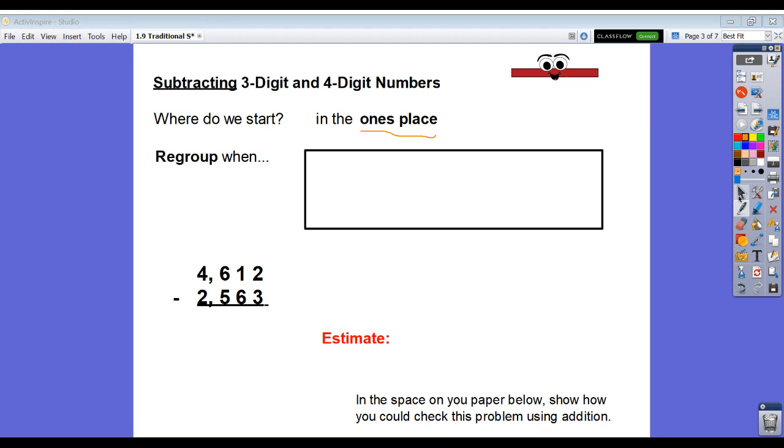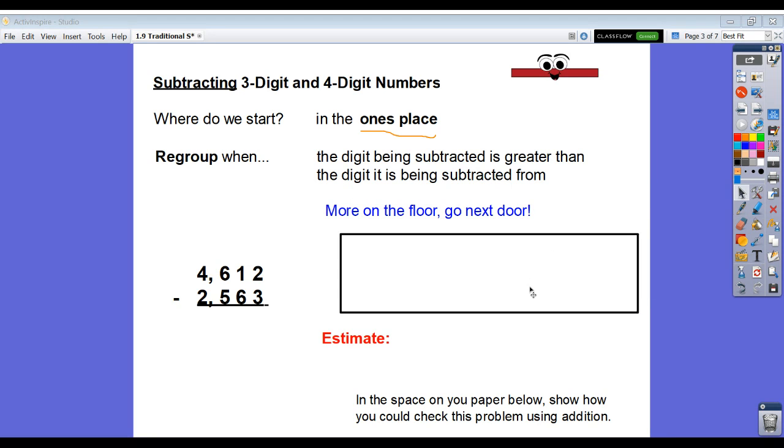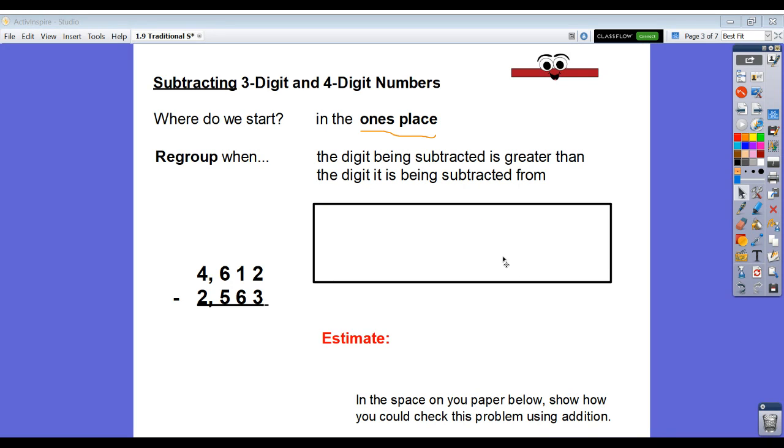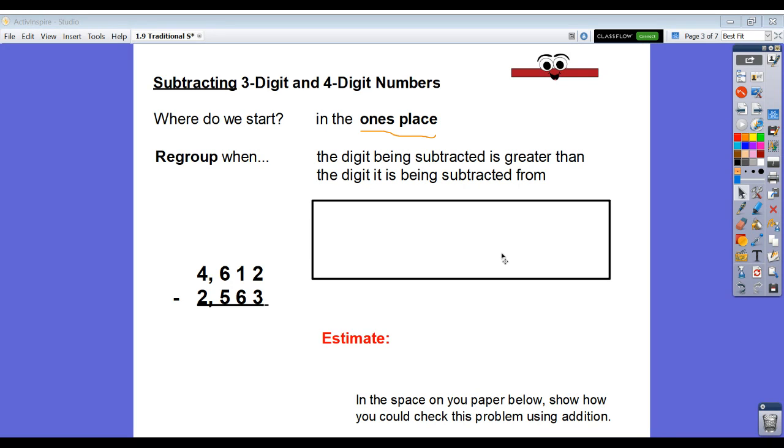When you're subtracting, though, how do you know when you need to regroup? When you're subtracting, how do you know? Quinn? When the top number is smaller than the bottom. Excellent. Quinn said when the top number was smaller than the bottom. That's a great way to say it. We could also write it two other ways. This, you don't have to write this down yet. This is another way of saying what Quinn said. The digit being subtracted is greater than the digit it's being subtracted from.